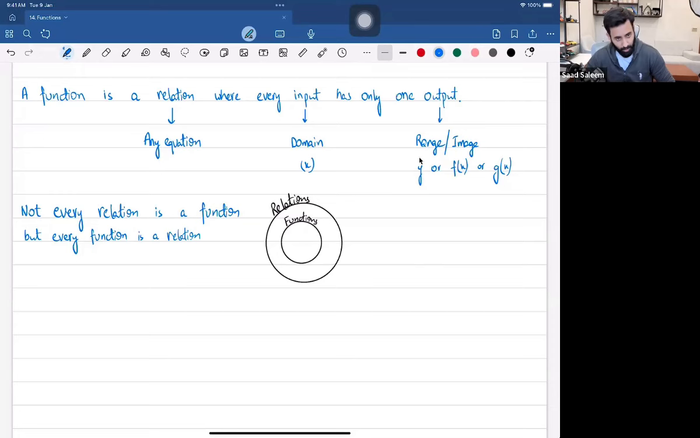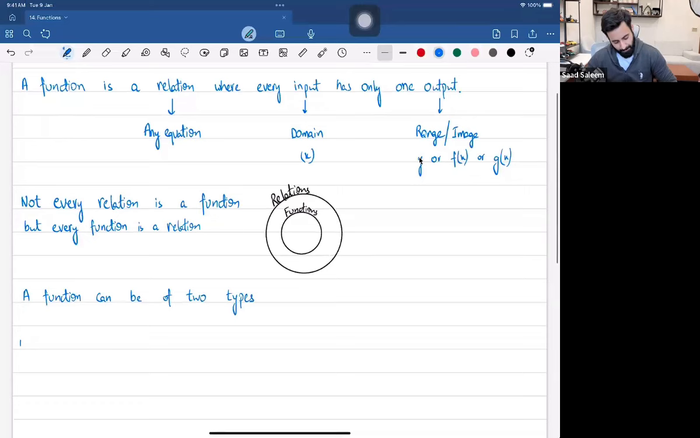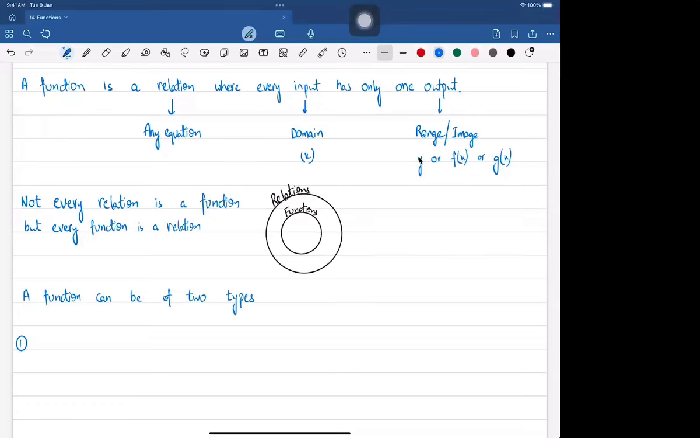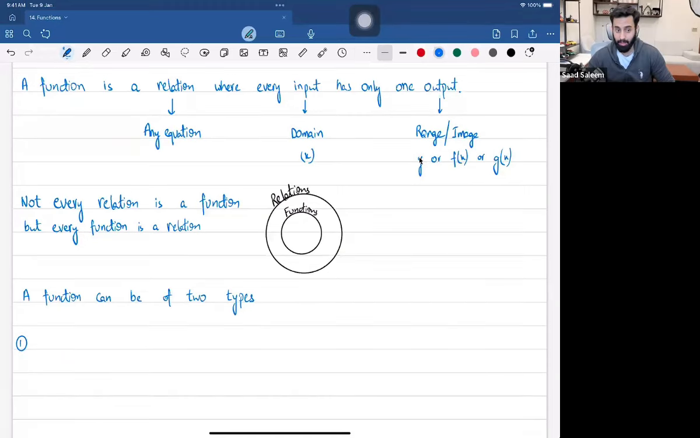Now, a function can be of two types. Can anyone tell me? The two types of functions that we have. One to many and many to one. No. Many to one, yes. But what about one to one function?